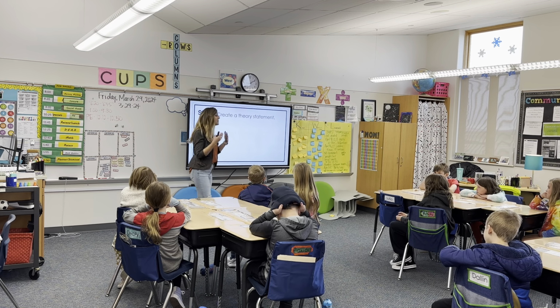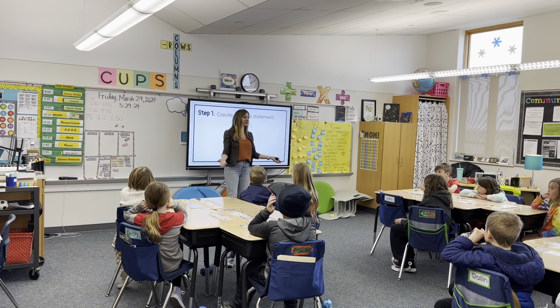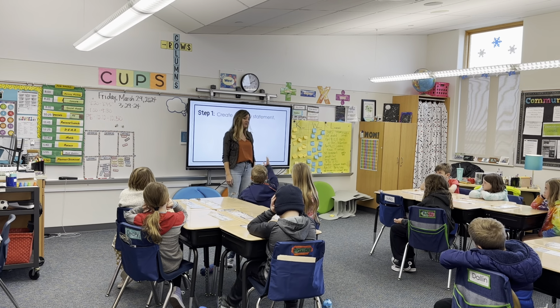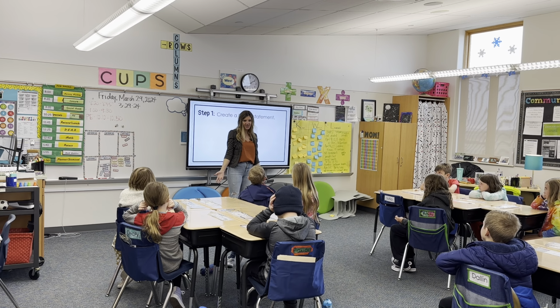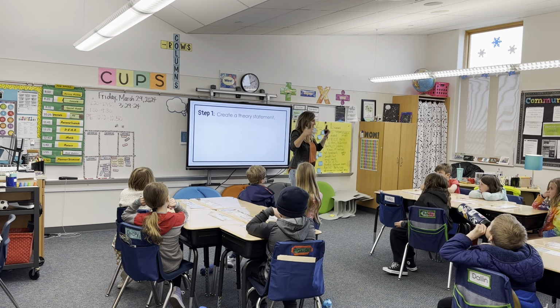Okay, so here's the formula. If we're going to just make an inference, we could say, I think it was a dog because dogs like to dig. And probably a first or second grader could do that, right? What we want to do is really level that up or step up our inference and explain it. So step number 1 is we're going to create a theory statement.